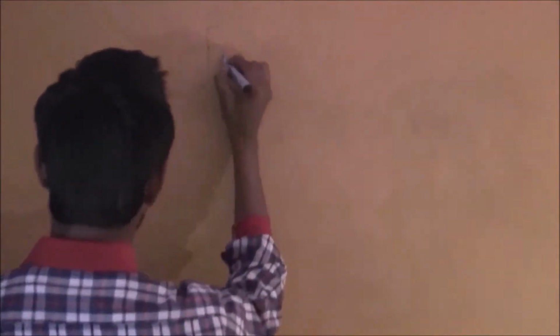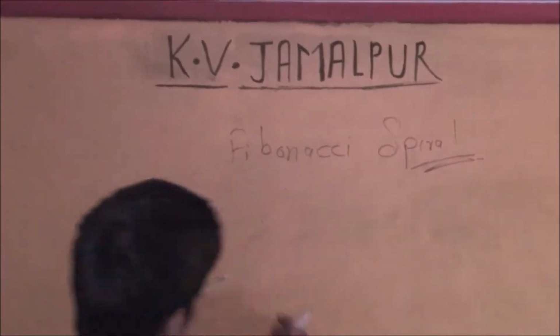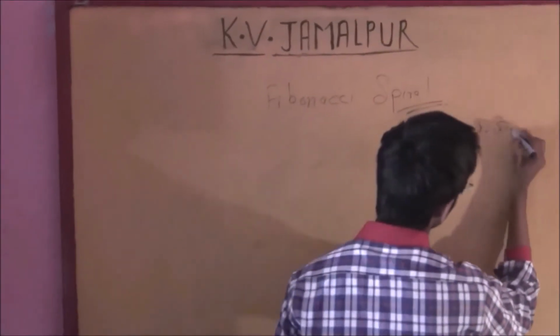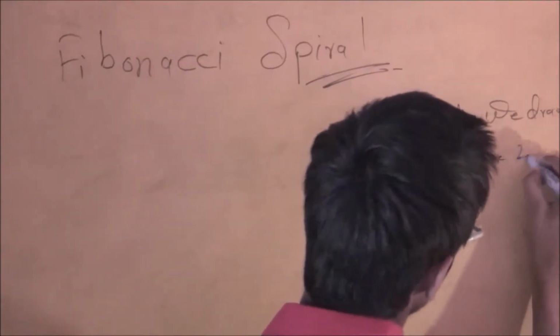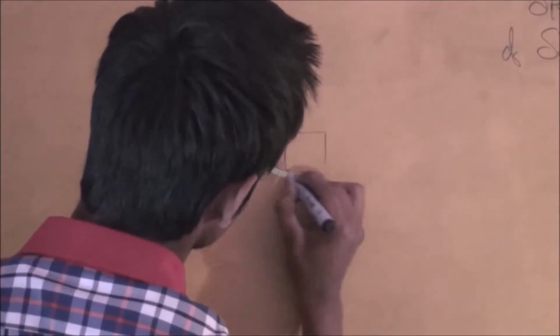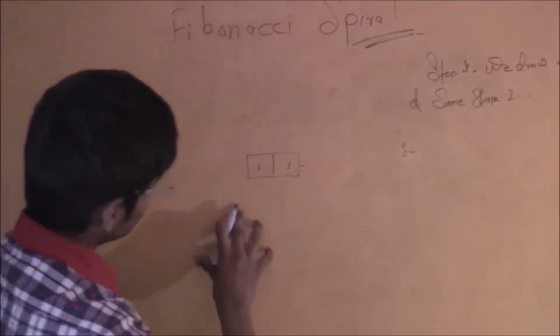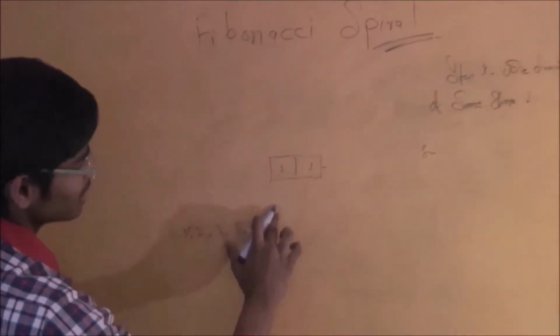First, in the first step, how to make a spiral with the sequence. In step 1, we draw two squares of the same shape. This is 1, this is 1. Both sizes are the same. Then we know that 1 plus 1 is 2, 2 plus 1 is equal to 3, and 3 plus 2 is 5. This is the sequence of numbers for how to make a spiral.